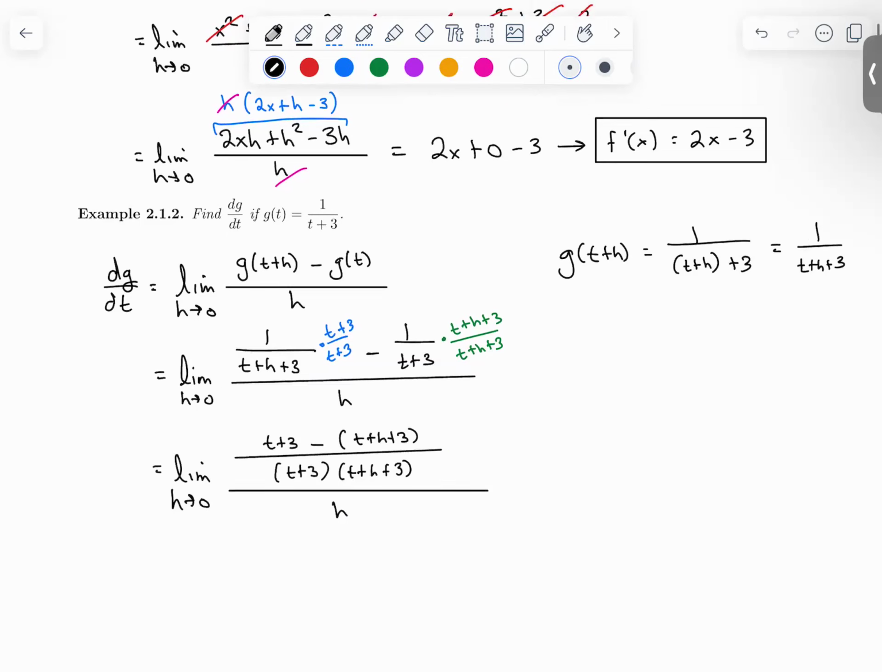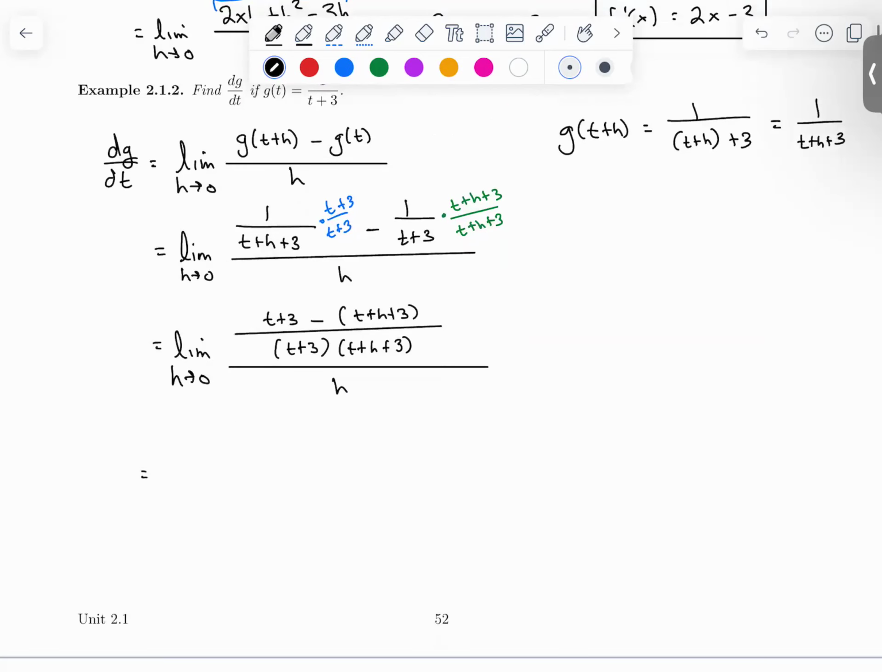So that will be the limit as h approaches 0. When you distribute this minus sign, wasn't that nice? The t's cancel, and also the 3's cancel. That must be nice. That must be happening by design. It is. So that'll be negative h divided by h times t plus 3 times t plus h plus 3.